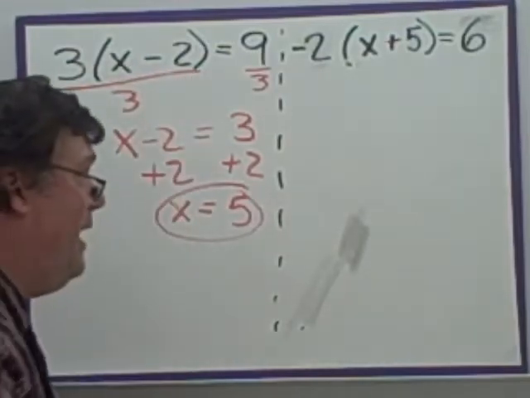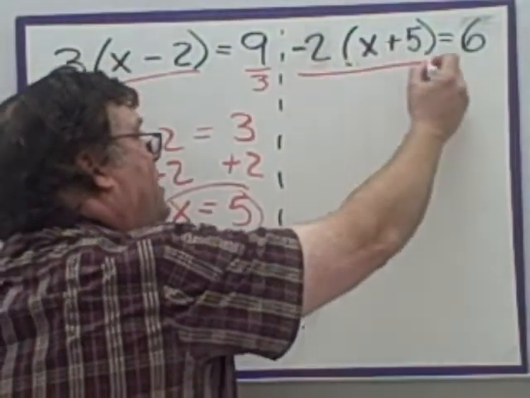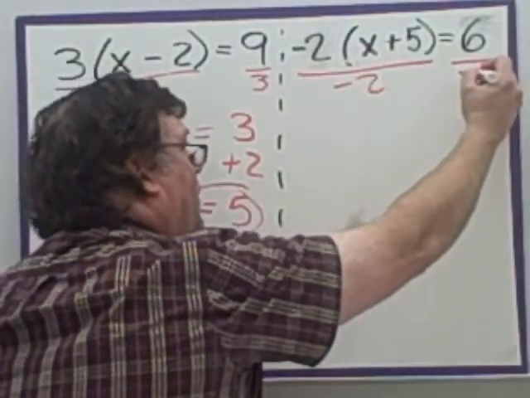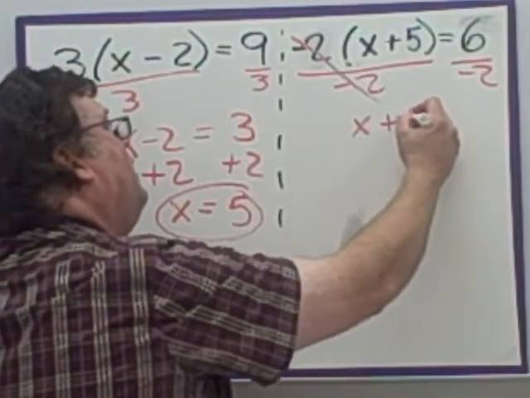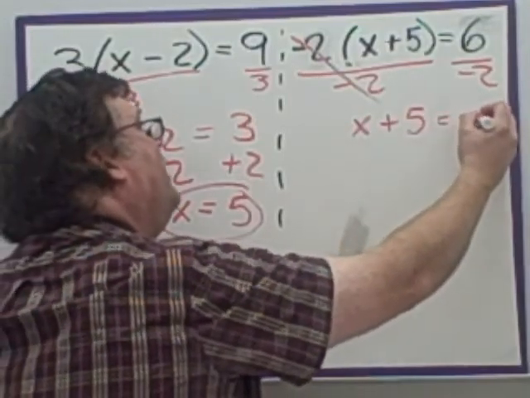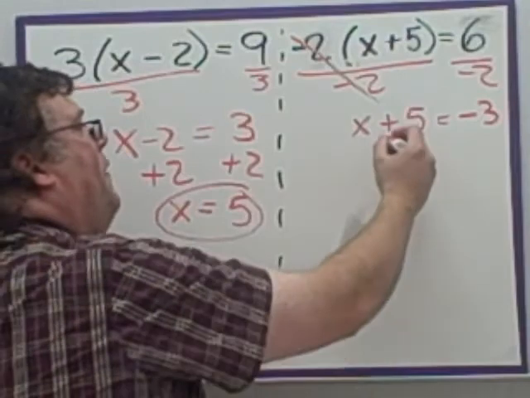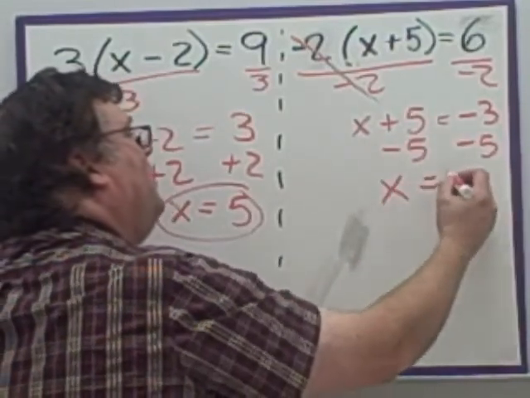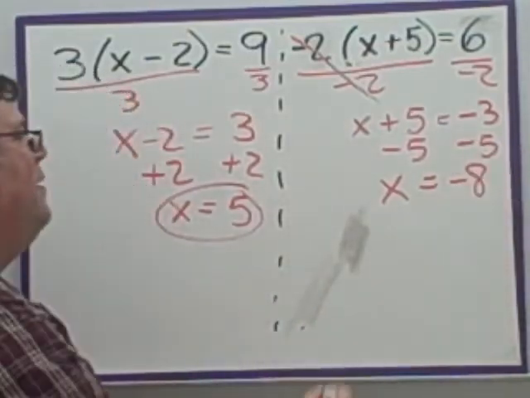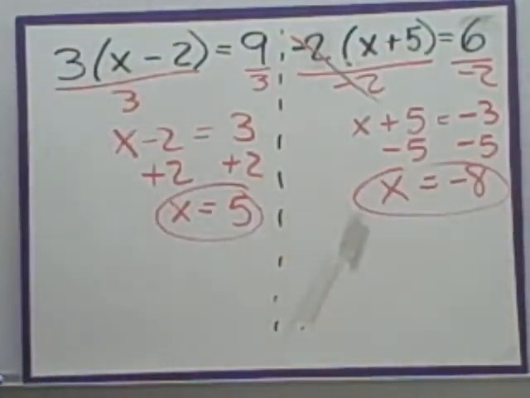It does double check. Over here, we're going to divide by negative 2 first. The negative 2's will cancel. I'll end up with x plus 5 is equal to negative 3. And then I'm going to subtract 5 from both sides, and that's going to give me x is equal to negative 8.